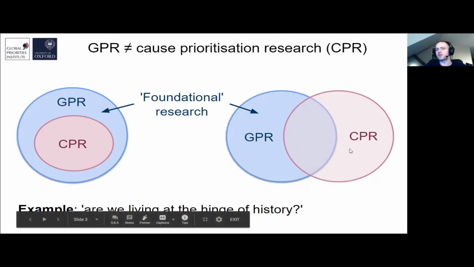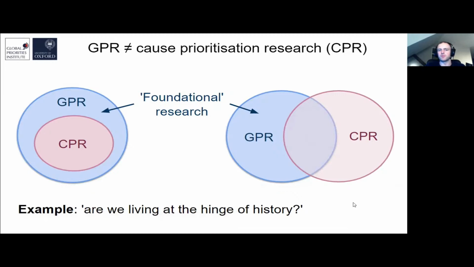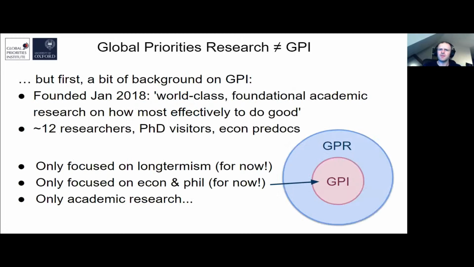Other people might use this Venn diagram on the right. I think it would be pretty reasonable, but they might say, well, cause prioritization research and global priorities research have this overlap in the middle, but there are some topics, maybe the foundational research topics, that are global priorities research, and there are some which are cause prioritization research but not global priorities research. I think that would be a pretty reasonable view as well. But for me, the two things are not exactly equal to each other.